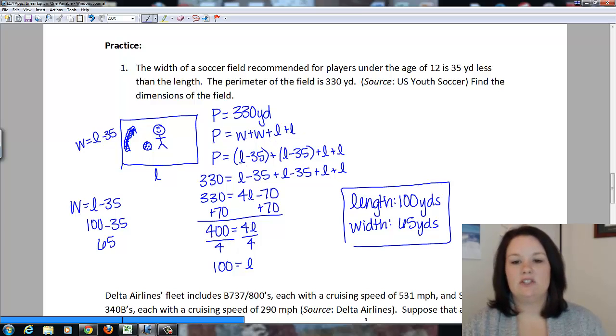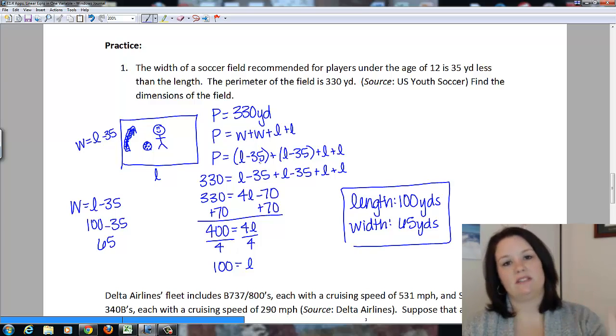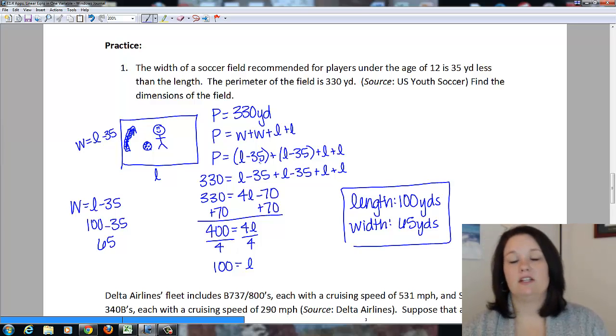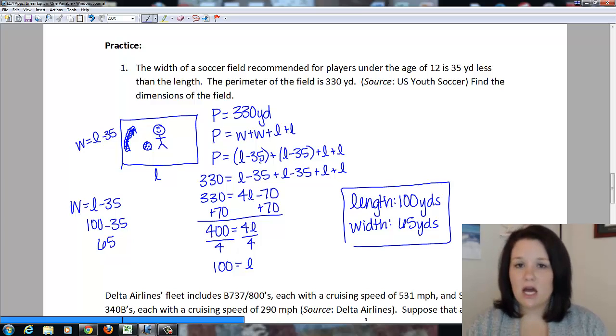Okay, so again, we can write our perimeter as W plus W plus L plus L, and then I'm going to substitute in for my W's L minus 35, because I know the width is the same as the length minus 35 units. And then I just solve. I combine all my L's, there's 4 of them. I combine my negative 35s, which gives me the negative 70. Move my 70 to the other side and then divide off my 4, which gives me 100 for L.